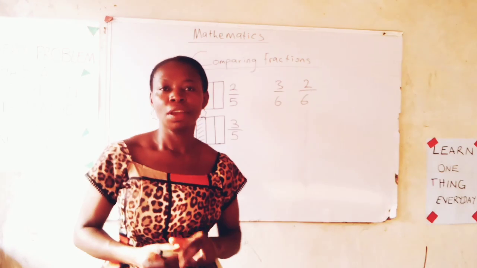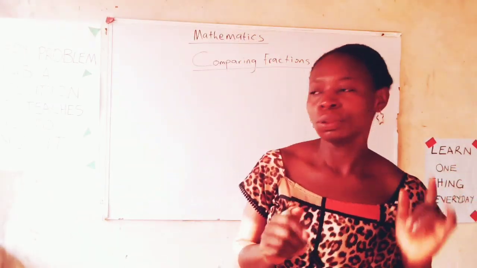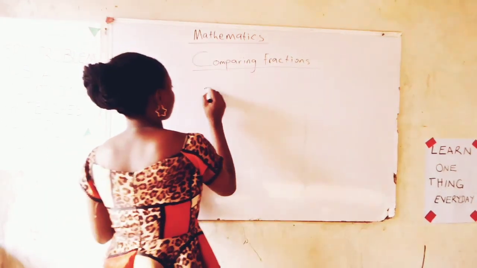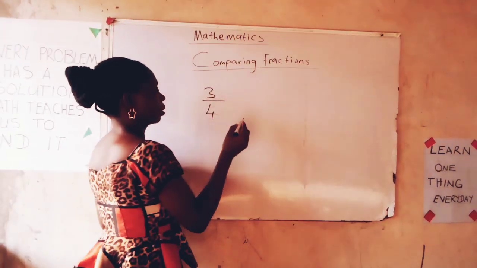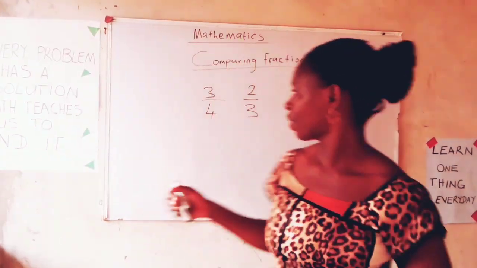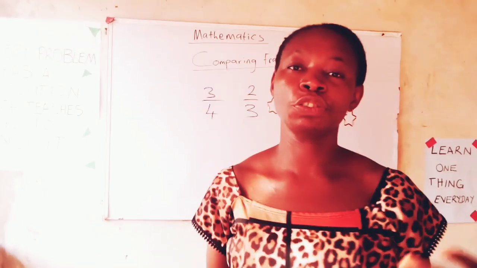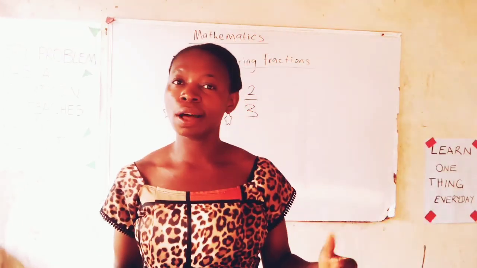So that is it. But when it comes to fractions with different denominators, that is where some people have problems. Look at this fraction: 3 over 4 and 2 over 3. These are two fractions, 3 over 4 and 2 over 3. Which one is bigger? Which one is smaller? Or are they equal? How do we find out?